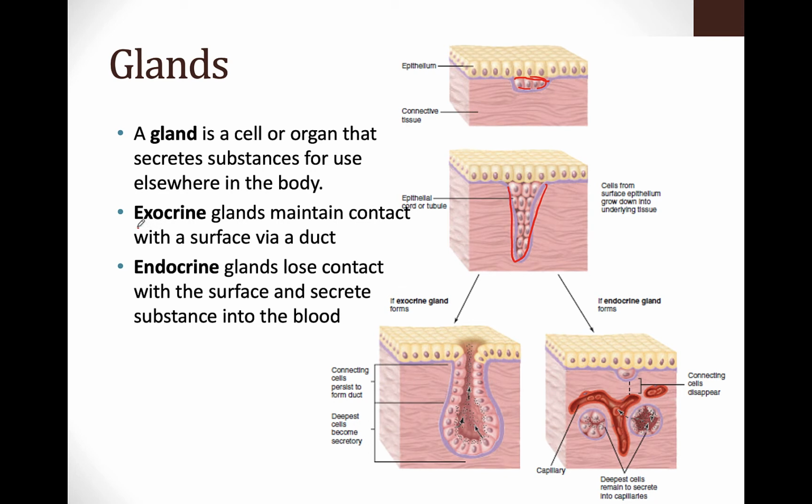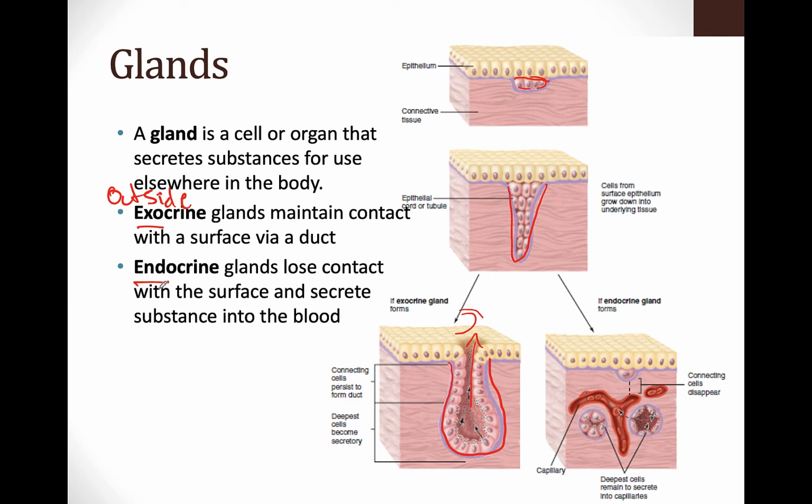It's going to become an exocrine gland. So exo means outside. In an exocrine gland, it's going to maintain its connection to the outside. So this would be something like a sweat gland, where it's going to release its particles out onto the surface of the epithelium tissue.